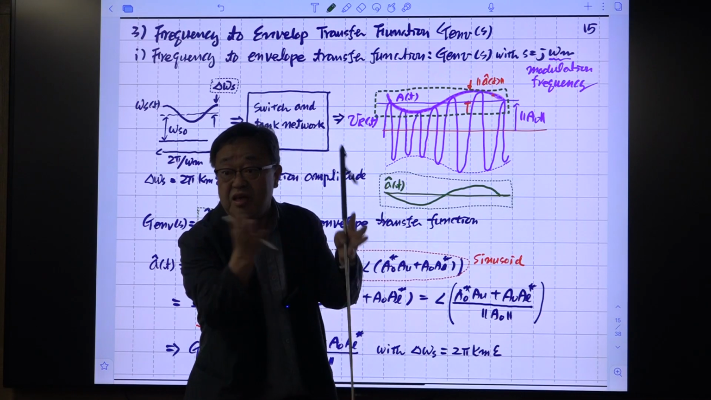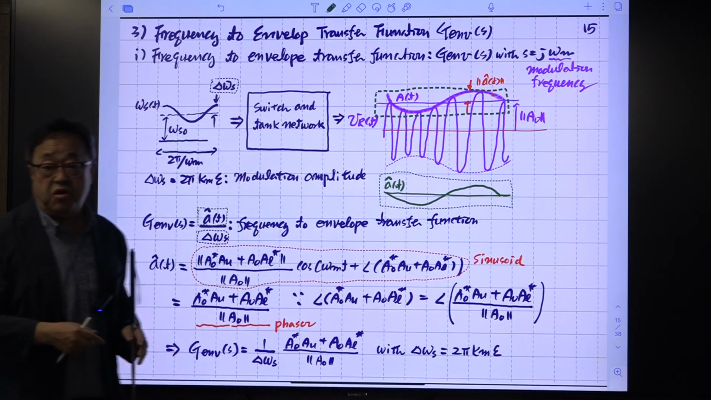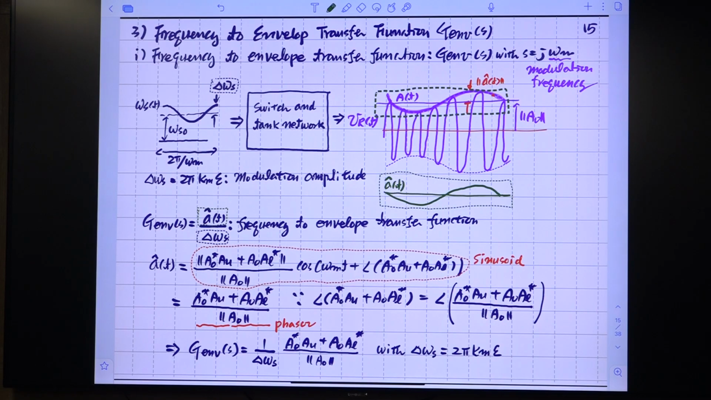Just add something, then you have the transfer function from frequency to output voltage. With that, you can control whatever compensation you need, right? That is the basic idea. So focus on this now. It's called the frequency to envelope transfer function.